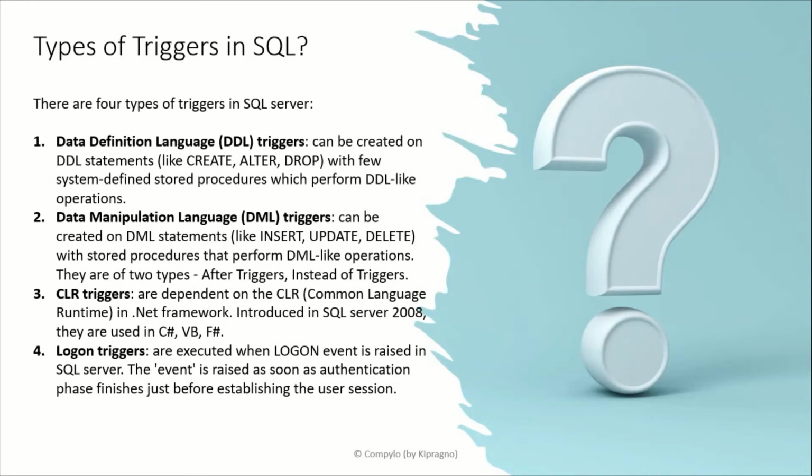What are the types of triggers in SQL? So there are 4 types of triggers in SQL Server. So data definition language triggers, data manipulation language triggers, CLR triggers, and logon triggers.